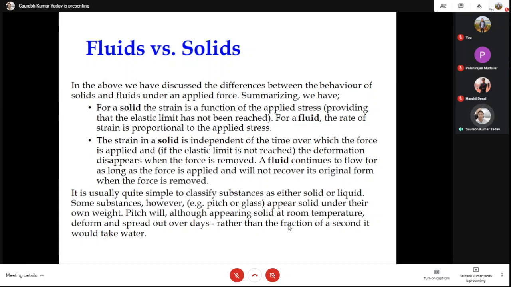So it is very simple to classify a substance as either a solid or a fluid. Some substances, however, like pitch or glass, appear solid under their own weight. Pitch, although appearing solid at room temperature, will deform and spread over time, days rather than the fraction of a second it would take water.